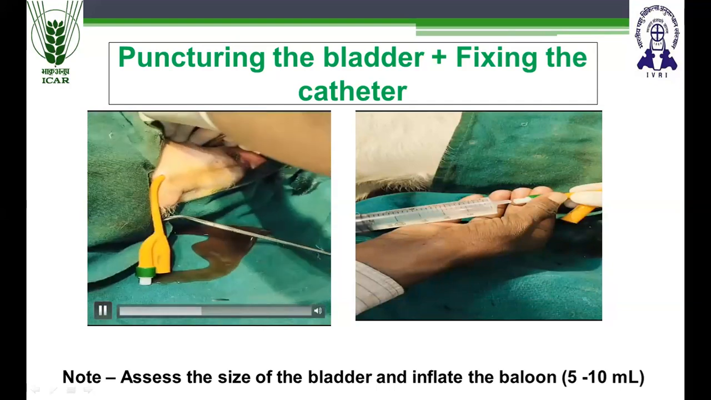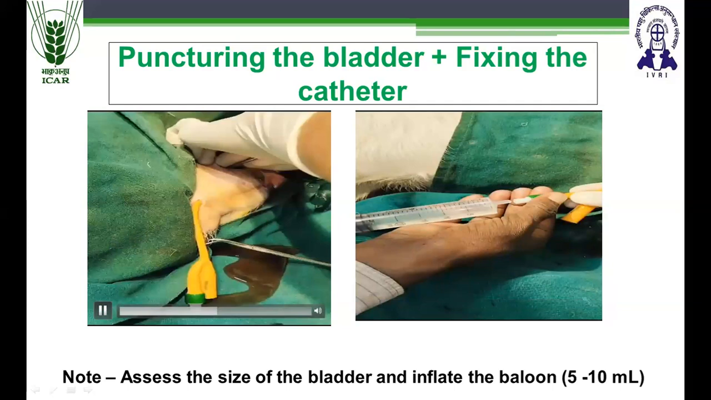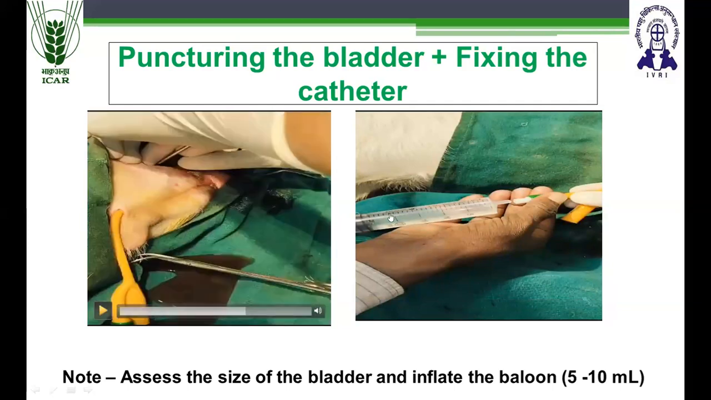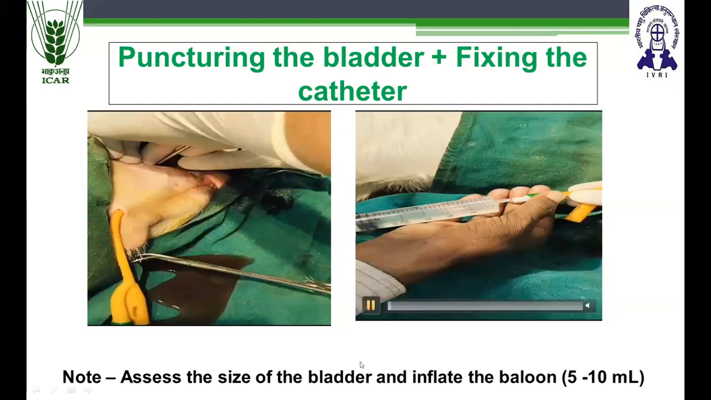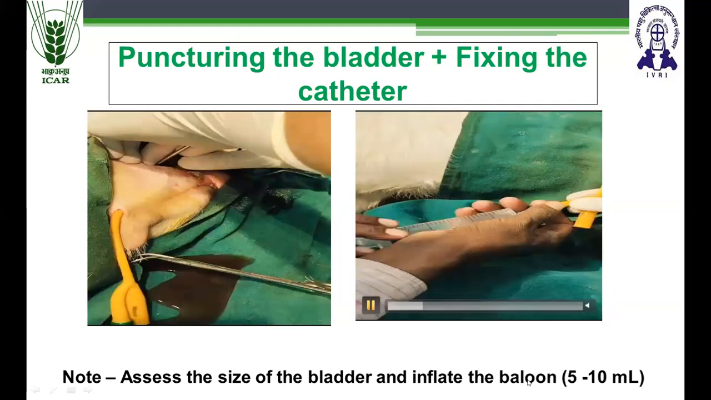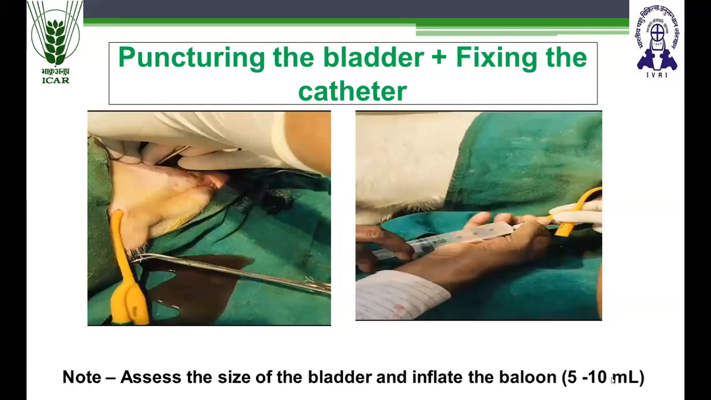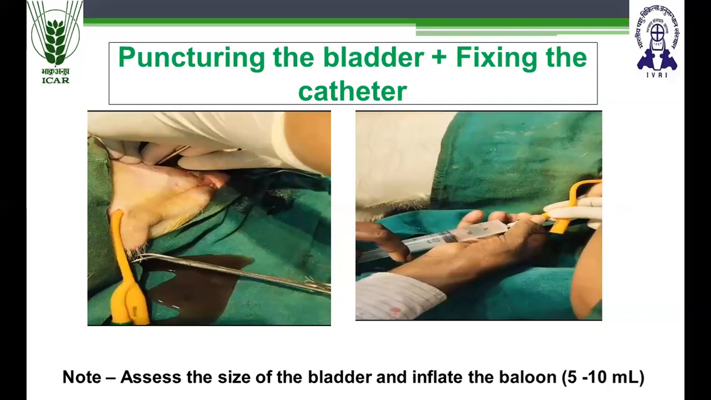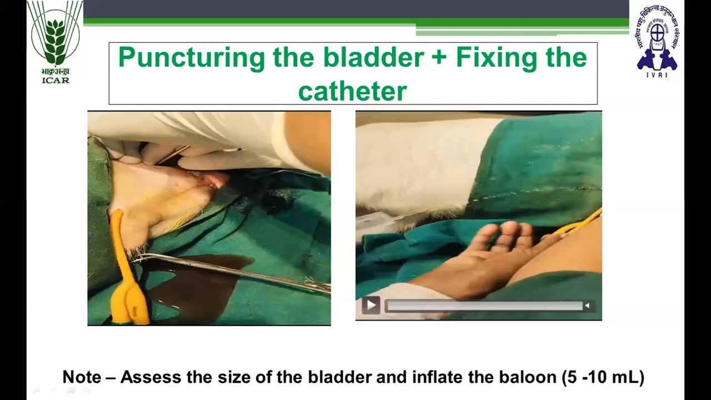So to fix the catheter, initially we have to palpate the bladder. We have to assess the size of the bladder. After that, accordingly, we will fill water. So assess the bladder and inflate the balloon. For goat, even though it is written 30 ml in the catheter, we have to inflate using only 5 to 10 ml water.